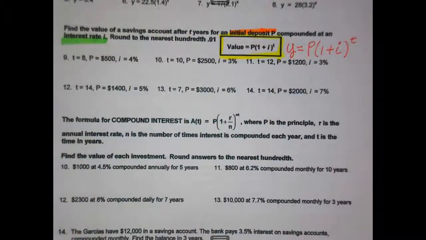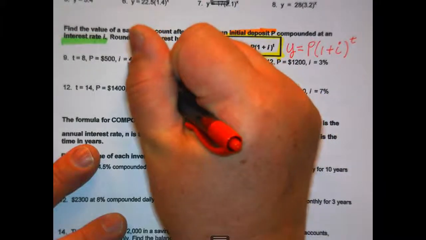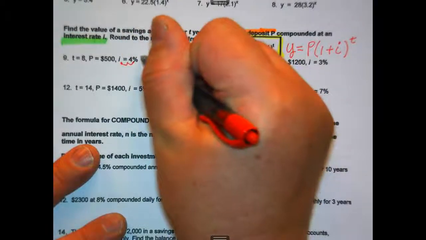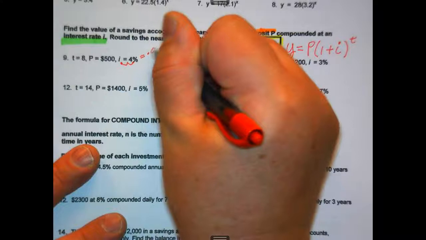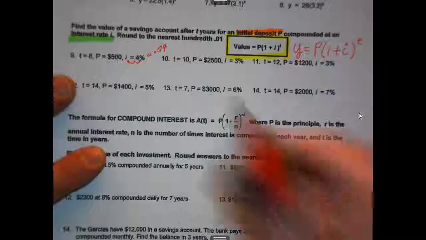Does everybody know how to make a percentage into a decimal? Just move the decimal over 2 places. 1, 2. So as a decimal, this is 0.04. Plug it into our formula.